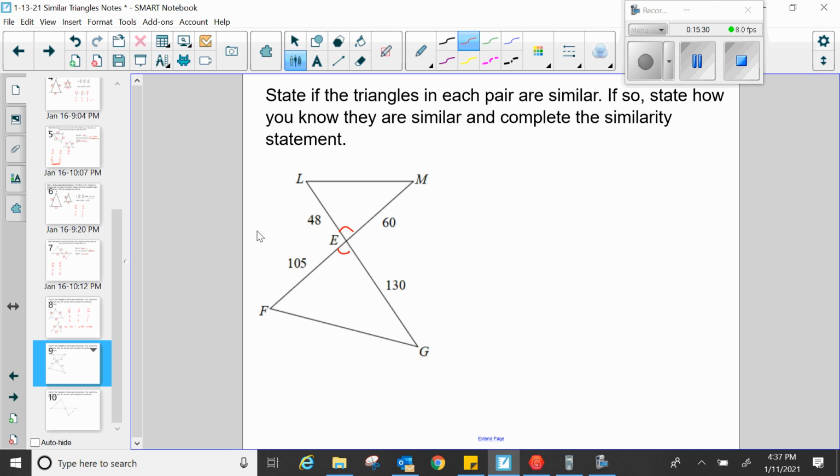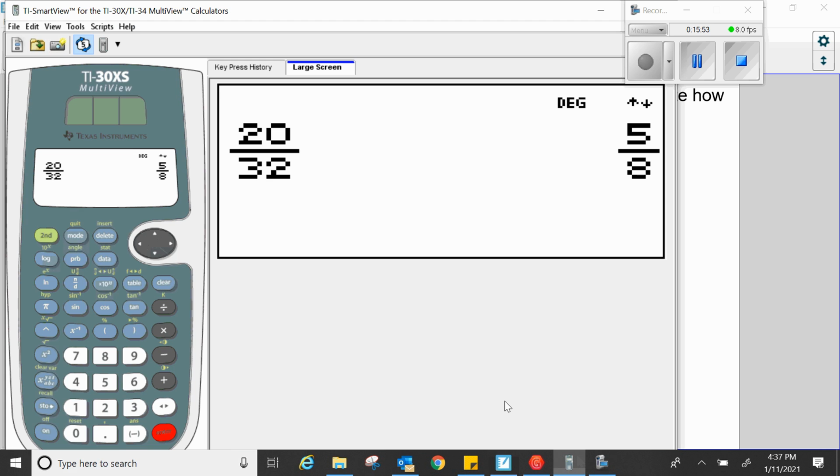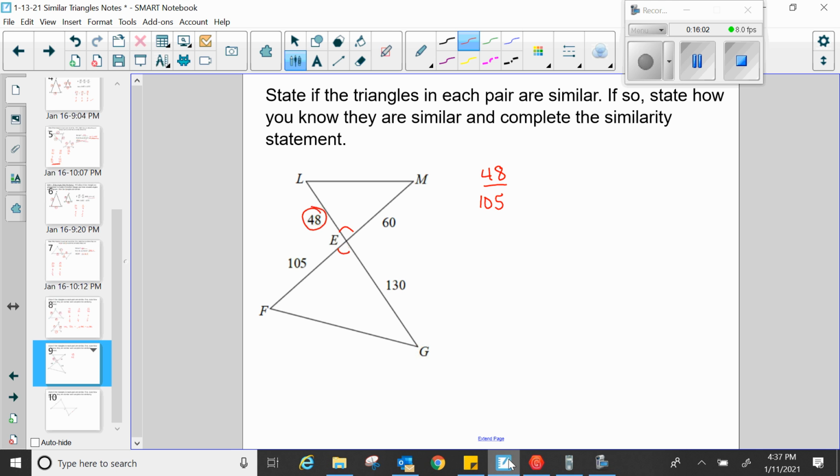So I'm going to say that this 48 matches with the 105. And the reason I picked the 105 is because 48 is the smaller of the two here with 48 and 60, and 105 is the smaller of the two over here between the 105 and the 130. So the smaller one's going to match with the smaller one. So let's see, 48 over 105. That reduces to 16 over 35.